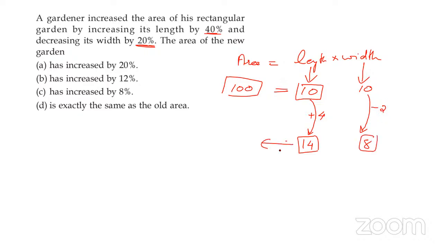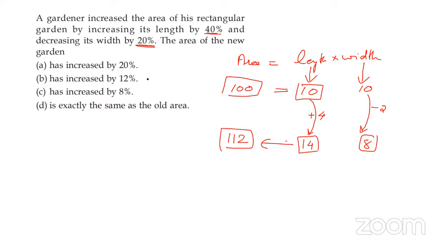So what is the new area here? 14 into 8 is the new area, right? So it's nothing but 112, right? 10 into 8 is 80, 4 into 8 is 32. So 80 plus 32, 112 is the new area. So the initial area is 100. And after the changes as per given in the question, the new area is equal to 112.